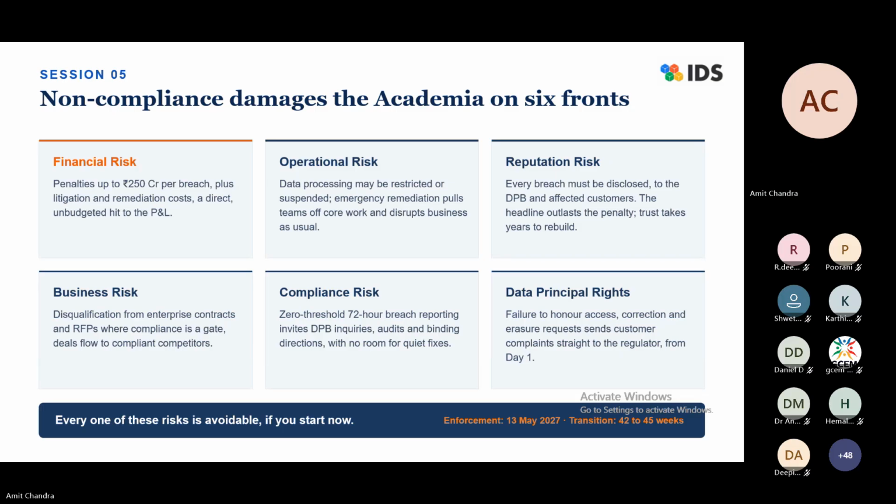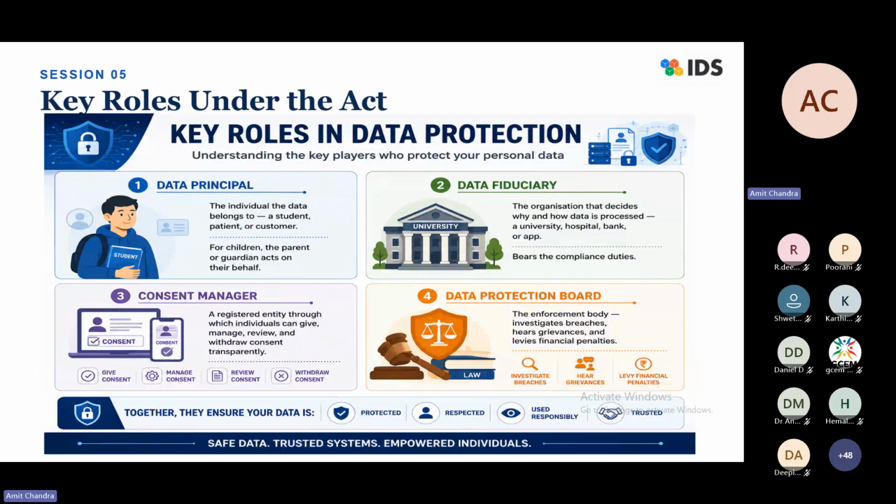Okay. Now, these are the four roles under DPDPA compliance. Okay. And you should know these roles. These are the key players. One is the data principal. The principal is someone who is giving personal data to the university, to the industry. Okay. Suppose in my previous example, I told you that Amit Chandra is a student. So Amit Chandra is giving, I am giving my personal data. So I will be a data principal. Who will be the data fiduciary?